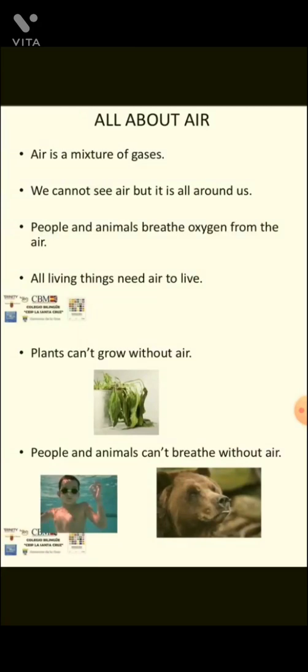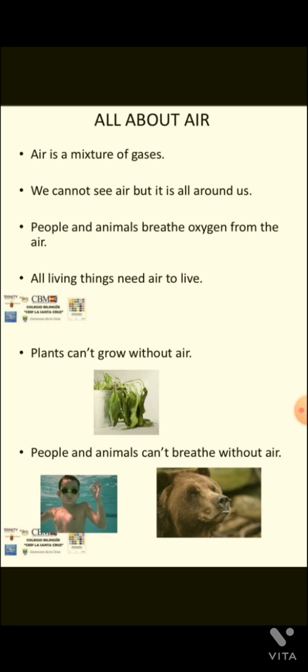All about air. Air is a mixture of gases, which means there are different types of gases in the air, like nitrogen, oxygen. 78% nitrogen is present in the atmosphere, and 21% oxygen, and 1% remaining gases and water vapors. We cannot see air, but it is all around us. We cannot see, meaning through our eyes we cannot see air. What we can do is feel air when it blows in the form of wind.